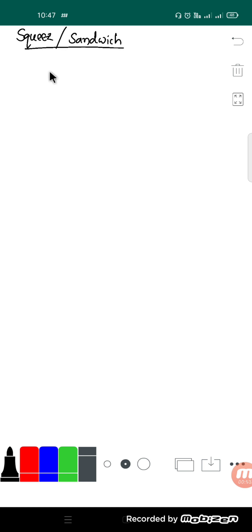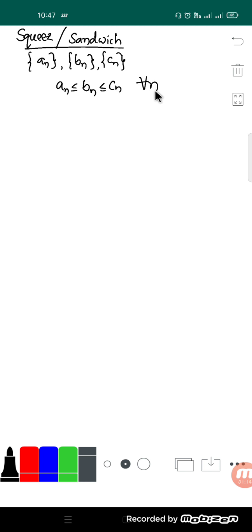So what does it say? If there are three sequences, an, bn, cn, such that an is always less than or equal to bn, less than or equal to cn for all n. That means a1 is less than or equal to b1, which is less than or equal to c1. So it differs by n, but this relation is maintained for the same n.